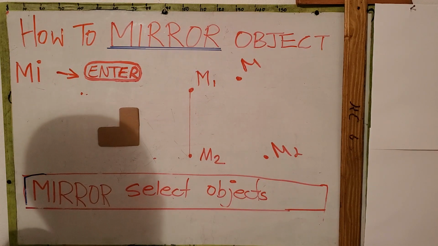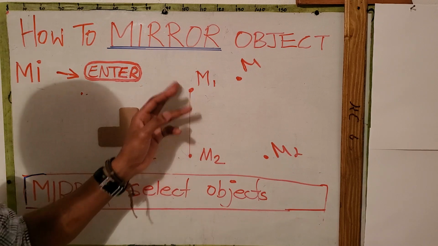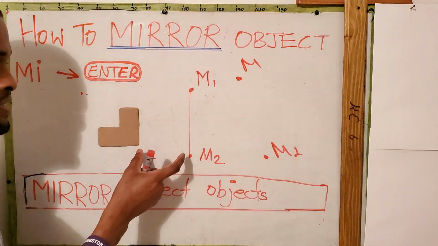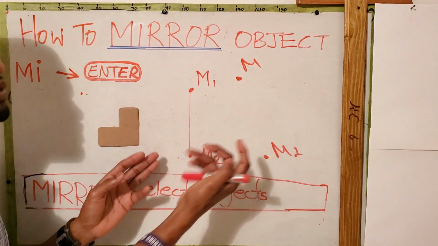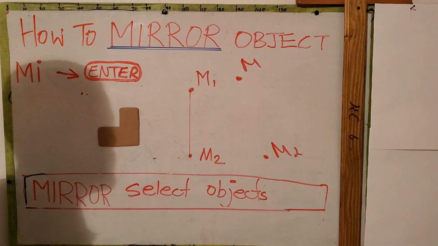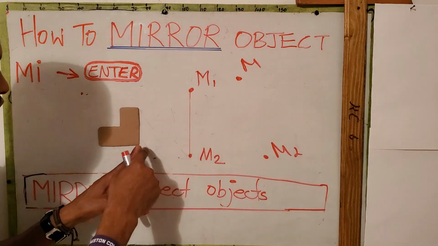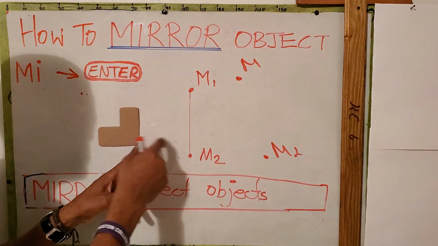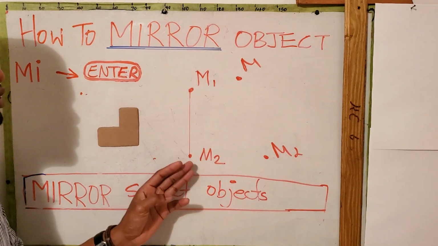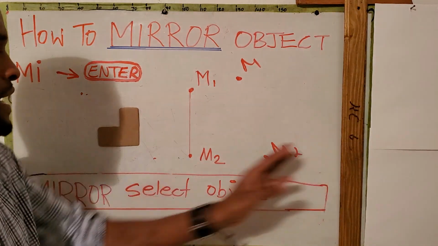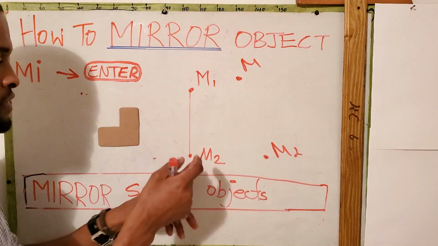What is the mirror point basically? The mirror points are the distance from the drawing at which you wish to produce the reflection. In this case, this is my mirror distance. So I would like this to be mirrored on the side at this distance apart from this line.